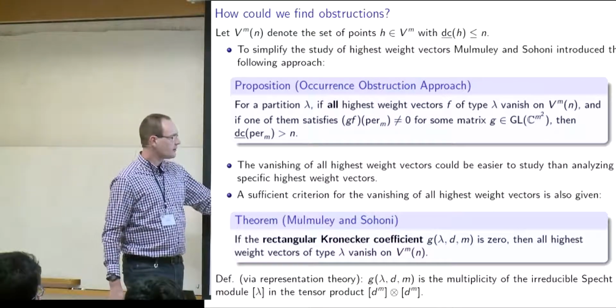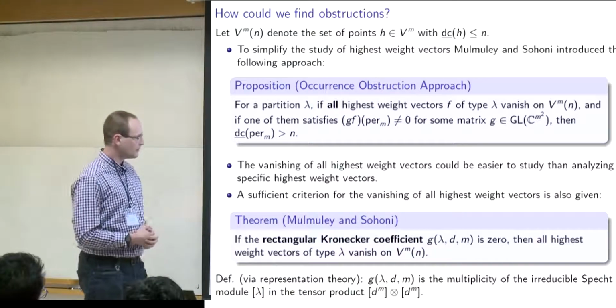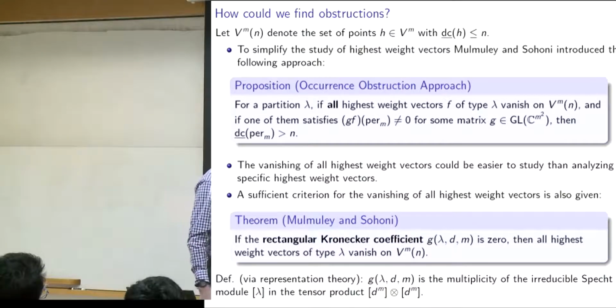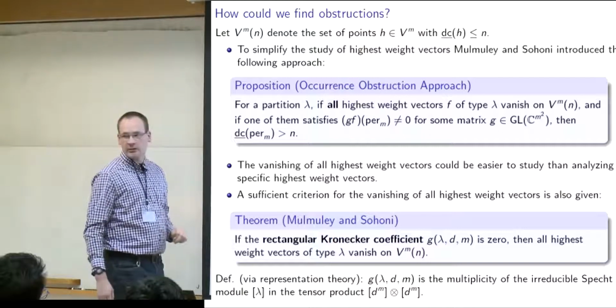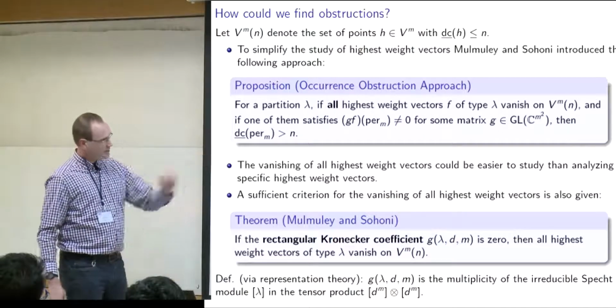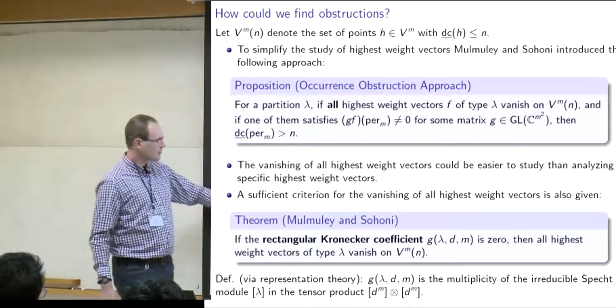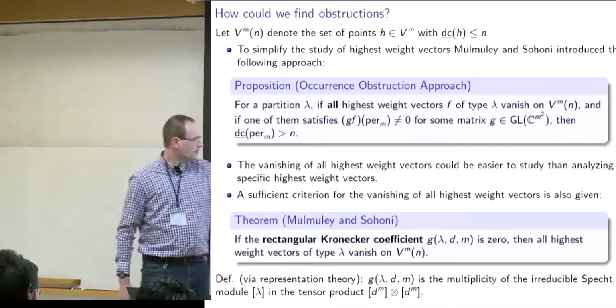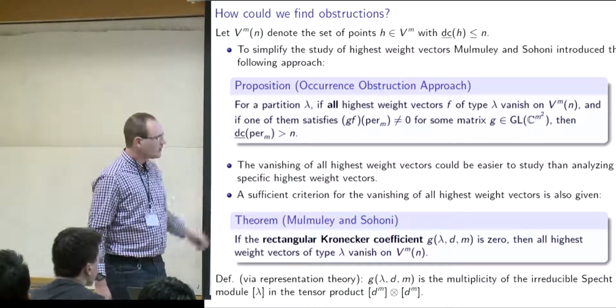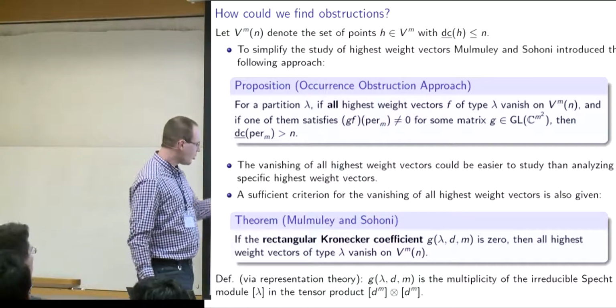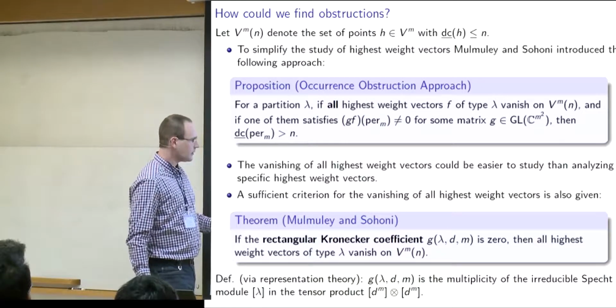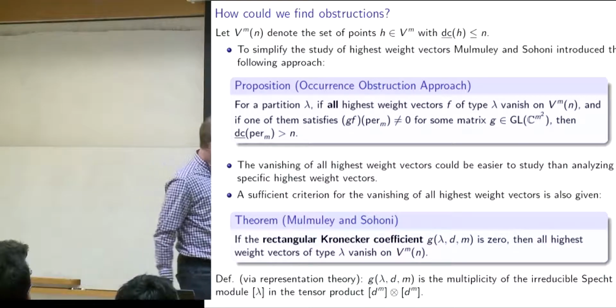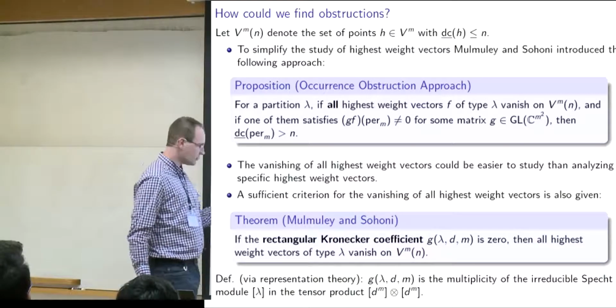So if a rectangular Kronecker coefficient, and I denote this by g of lambda, d, m, is a natural number, it could be 0. But if it is 0, then all highest weight vectors of this type lambda vanish on the low complexity polynomials. Now, knowing this gives us hope that one might actually find this to be true in a lot of situations, so that you can actually prove good lower bounds.